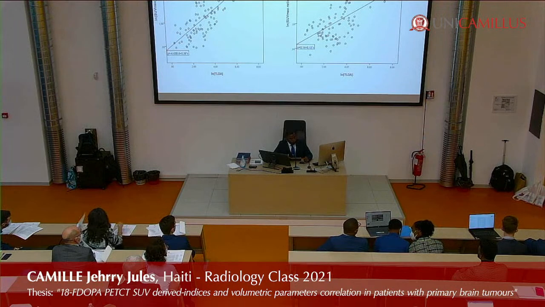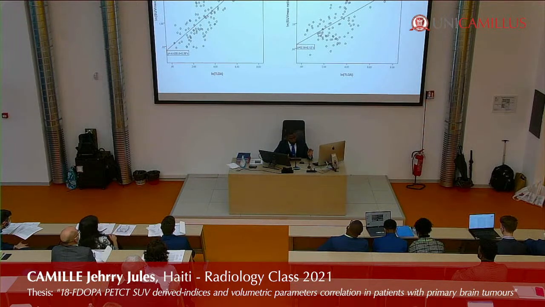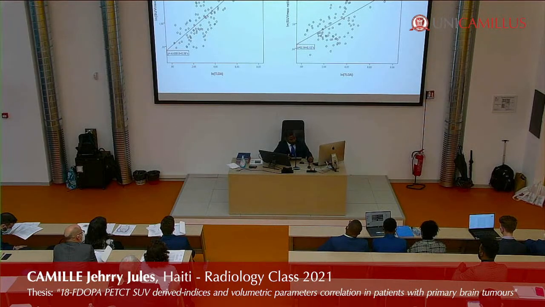Our results show that with PET-CT F-DOPA, the 18F-DOPA volume parameters are easy to assess in primary brain tumor with high SUVmax and high SUVmax ratio, and support the new role of volume parameters in interpretation.